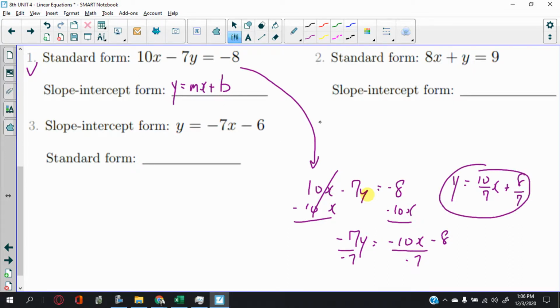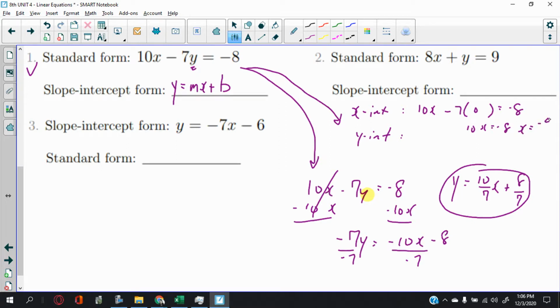Okay? Now, what's the other thing that I could ask you about? Well, I could also ask you, hey, what's the x-intercept and what's the y-intercept? Right? Meaning, with x-intercept, the y is 0. So you see where this used to be? Now I'm going to put a 0 in there. All right, let's see. So that's 10x equals negative 8. So it's going to be a fraction. Okay, negative 8 over 10 or negative 4/5.